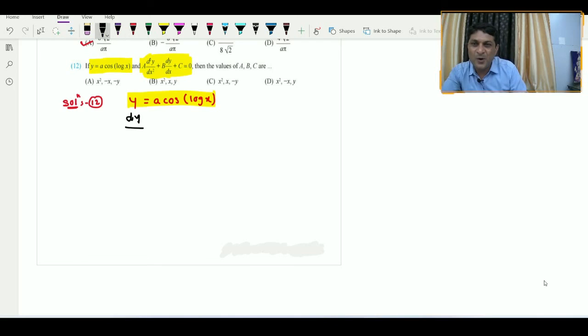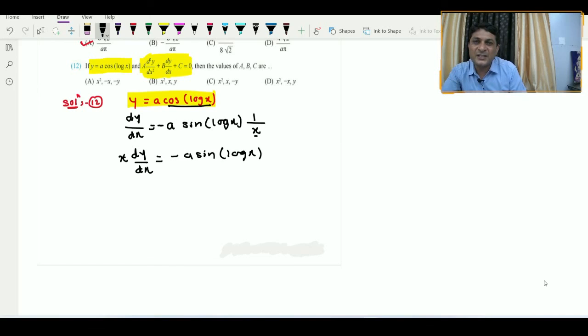So dy upon dx will be equals to, a is a constant term, keep it as it is. What is the derivative of cos f of x? It will be minus sin f of x. What is the value of f of x here? log x, into the derivative of log x, that will be equal to 1 by x. The x in the denominator will multiply on this side, so we get x dy by dx is equal to minus a sin log x, isn't it?